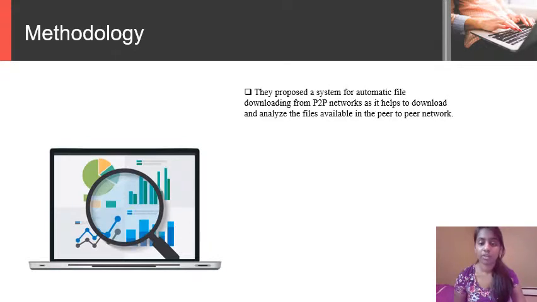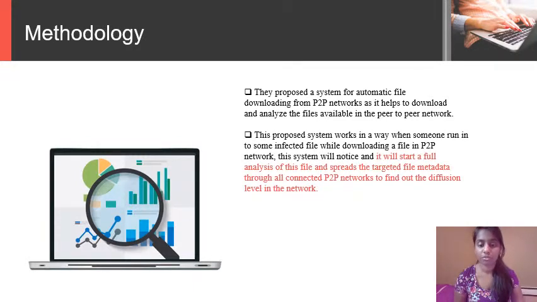The methodology. The proposed system for automatic file downloading from peer-to-peer network helps to download and analyze the files available in the peer-to-peer network. This proposed system works in a way that when someone runs into an infected file while downloading a file in a peer-to-peer network from a peer, this system will notice and start a full analysis of this file and spread the targeted file metadata through all connected peer-to-peer networks to find out the diffusion level in this network.